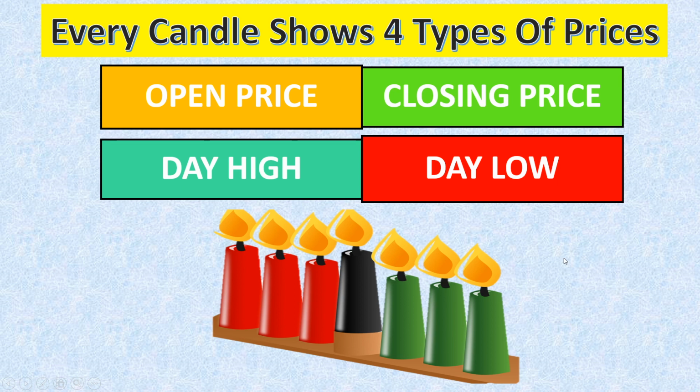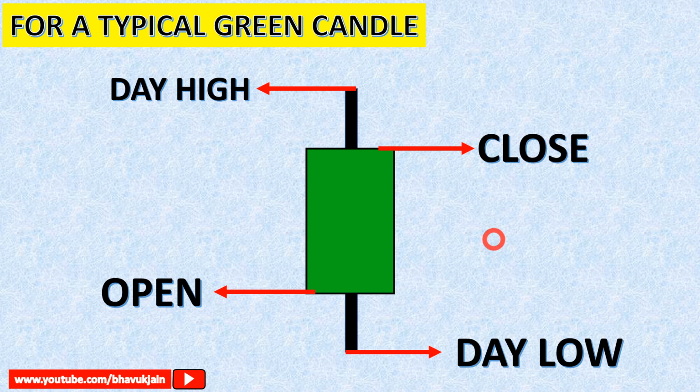Every candle that you see on the charts shows four types of prices. Number one is the open price, number two, the closing price, number three, the day high price, and number four, the day low price. Now we will see some examples on how all these four components work together to form a candlestick. Whenever you see a chart of any stock, you'll come across two types of candles: one, bullish candle, and second, bearish candle. The bullish candle is green and the bearish candle is red.